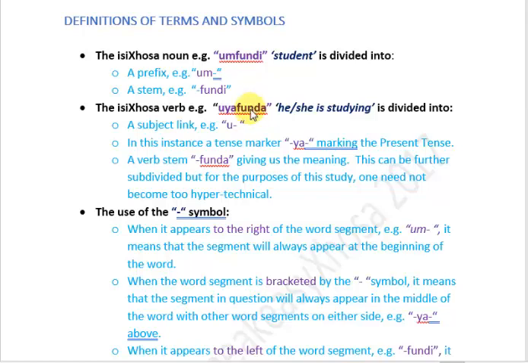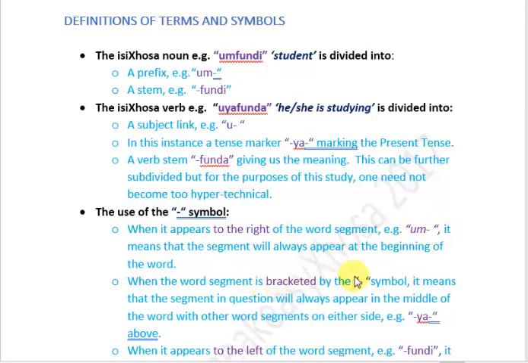There are further divisions, but we don't want to be too technical about this. And then we use in the written language these inverted commas, as well as the little, let's call it a hyphen symbol. When it appears to the right, as we have there, that means that this particular segment, word part, or whatever you want to call it, will always appear at the beginning of a word, that it will be followed by other parts of the word.